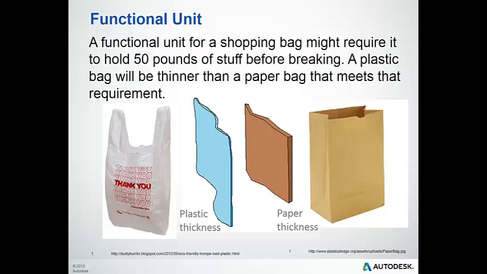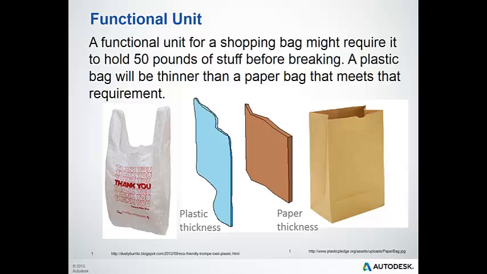With all these different properties, we need to find a way to compare these materials fairly. We do this with a functional unit. A functional unit is all the parameters that are necessary to fulfill the use scenario of that product. For example, if we were designing a shopping bag, we would want to find the average weight of groceries. Let us say it's 50 pounds. Now, whatever material you use, paper, plastic, cotton, it has to hold 50 pounds. That is your functional unit.